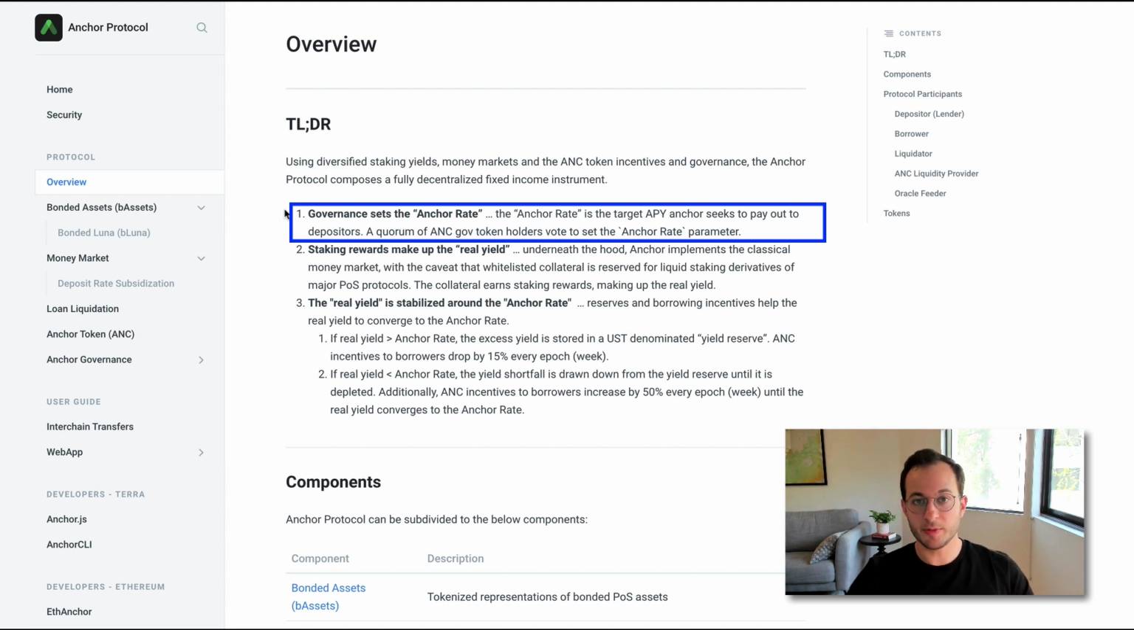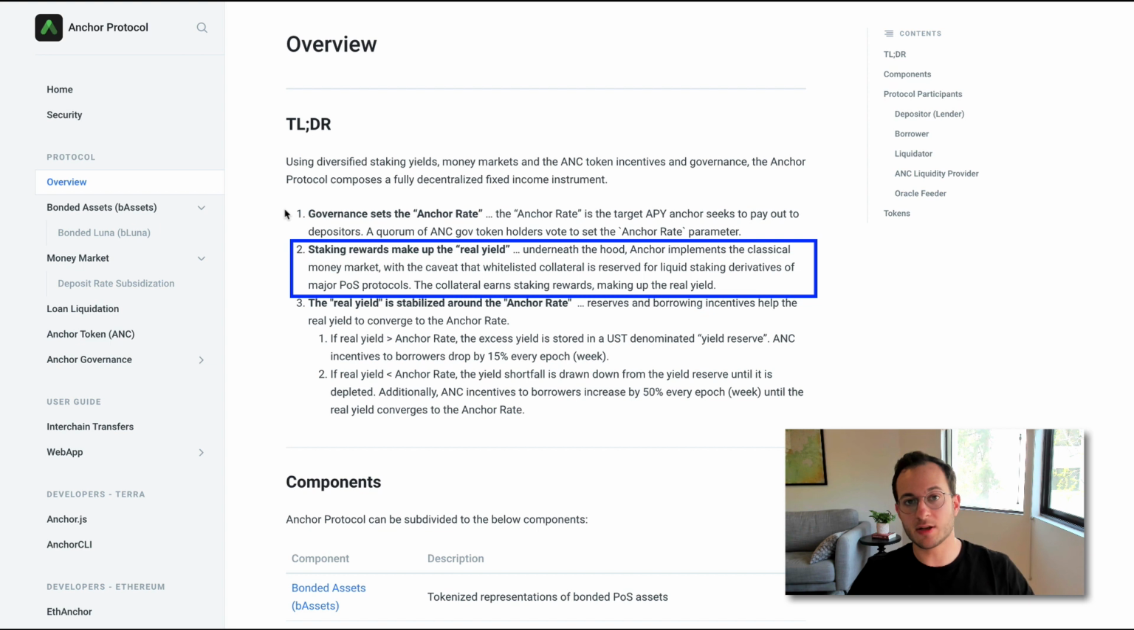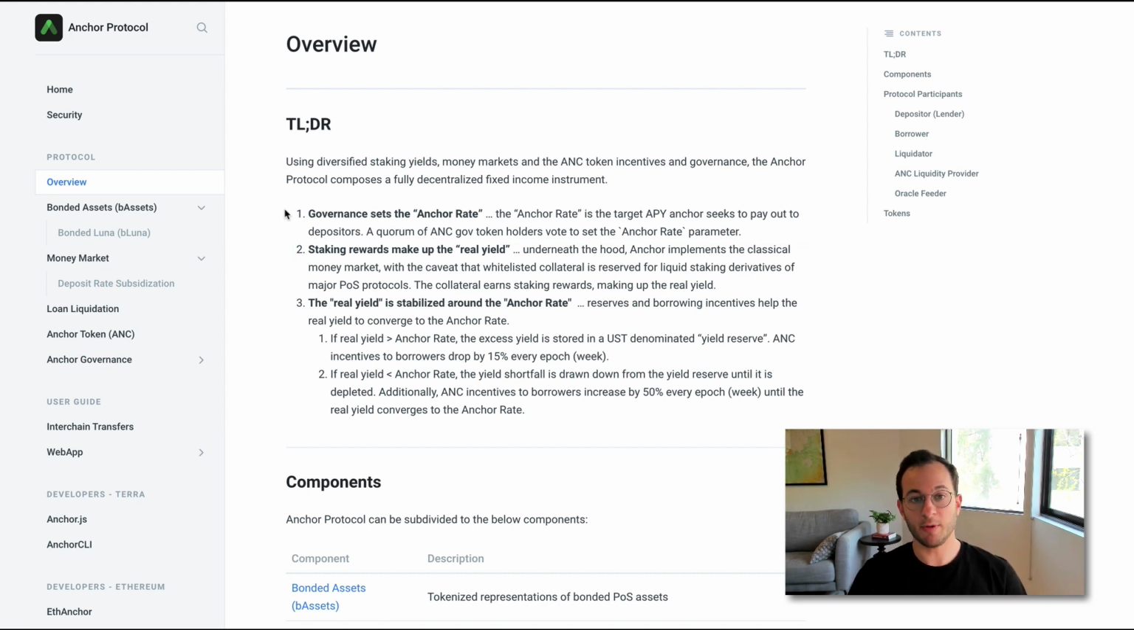So if you deposit $1,000, you're going to make 20% per year on that. The second thing the protocol does is it basically stakes all of those locked up assets into the proof of stake mechanism behind the whole Terra network itself. Now this return is what they call the real yield. If the real yield, which is what you're getting from participating in the proof of stake mechanism, is higher or lower than what governance sets, the protocol is actually able to adjust that yield to make sure that they're always hitting the governance set yield rate, which again is currently 20%.